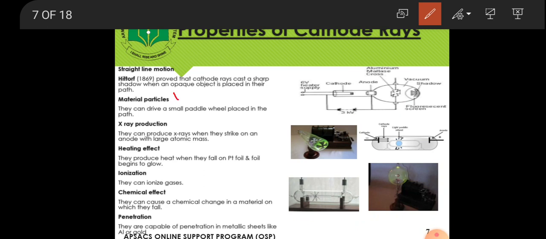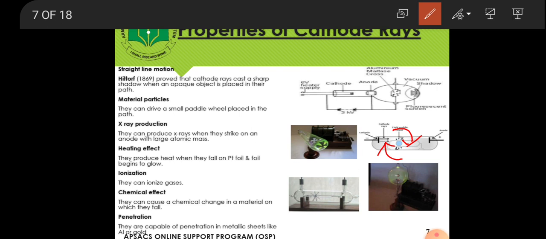Let's study the next property, that is material particles. Cathode rays are material particles. Students, in this picture we can see the shadow of an opaque object which is cast on a fluorescent screen. So cathode rays are material particles. In this experiment, a paddle wheel is placed in the path of cathode rays. When the cathode rays strike this wheel, the cathode rays drive the wheel. The cathode rays can move this paddle wheel.